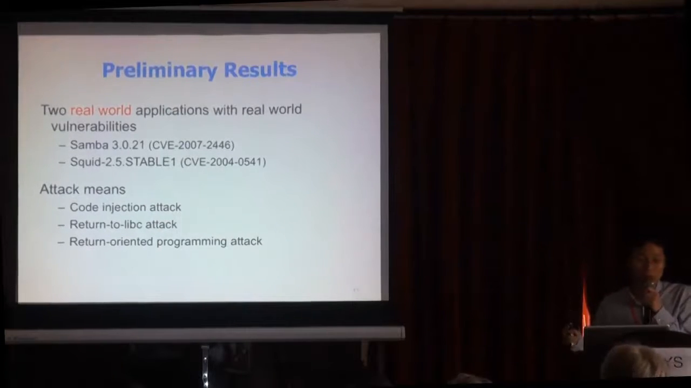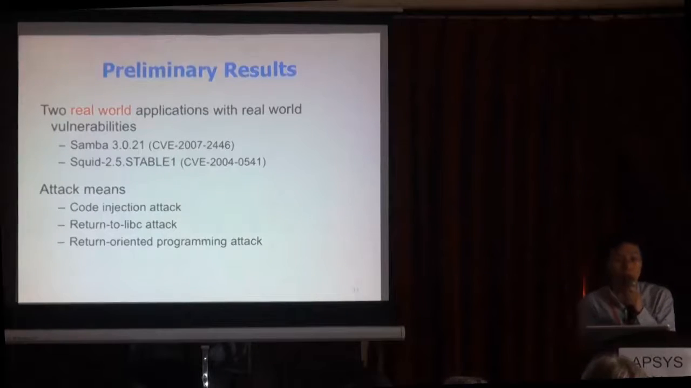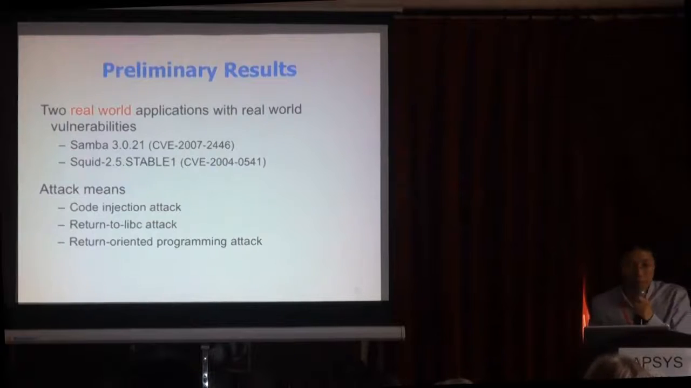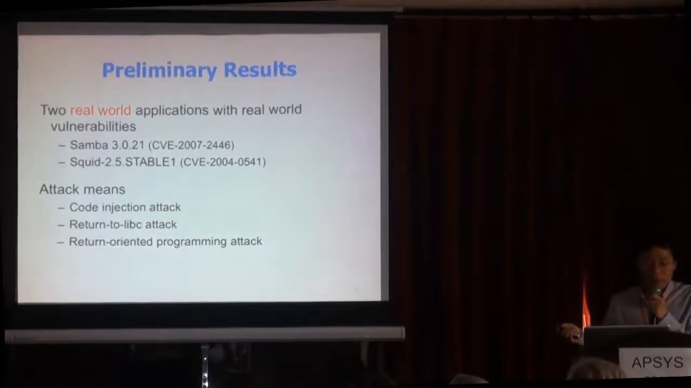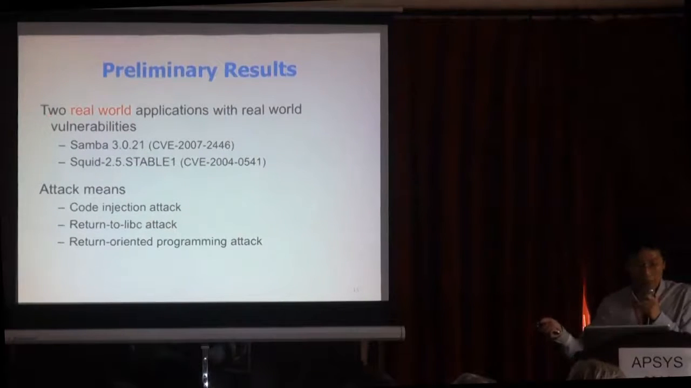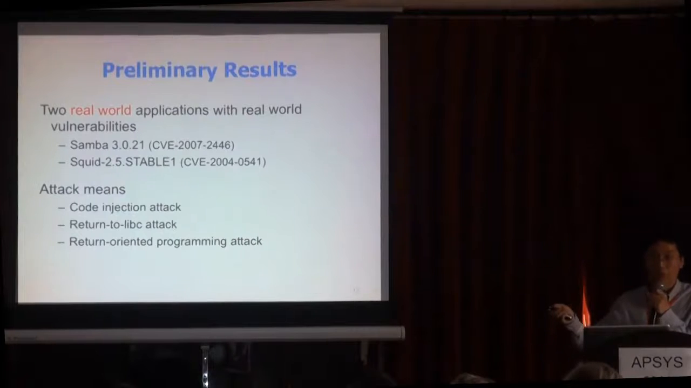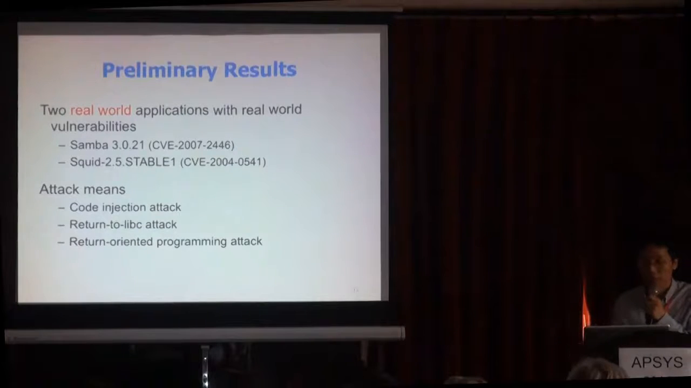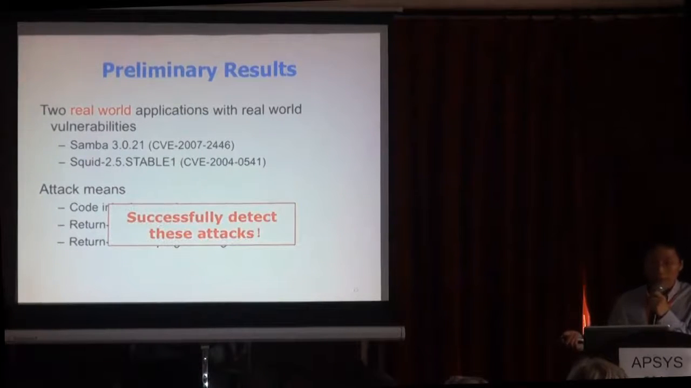We evaluate our system with 2 real-world applications with real vulnerabilities. We use Samba, which contains a vulnerability, and Squid, which is a proxy. We attack these vulnerabilities using all these 3 means, and we successfully detect all these attacks.